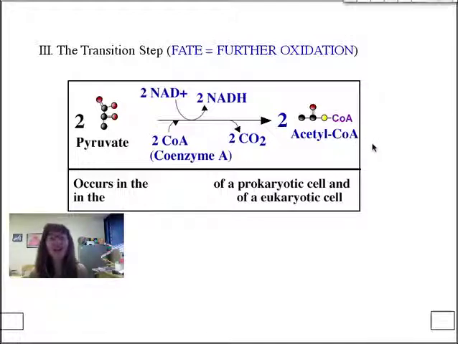This reaction is going to occur in the mitochondrial matrix of cells like our yeast cell, our eukaryotic cell. But of course, in prokaryotic cells, there is no mitochondrion, so this will occur in the cytosol of a prokaryotic cell. Let's follow now the journey of that acetyl-CoA into the TCA cycle.